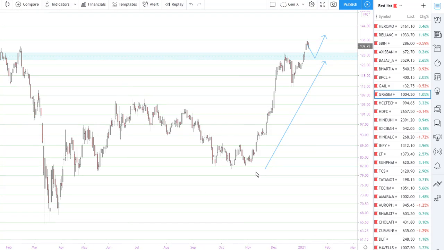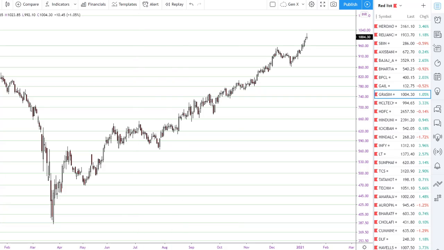So the next stock is Grasim. This is also in a nice uptrend, right? And then this would be the zone of interest for me. If price drops to this level, I'll be looking for a buying opportunity here. Okay, as you can see, it's a very simple but very effective strategy.